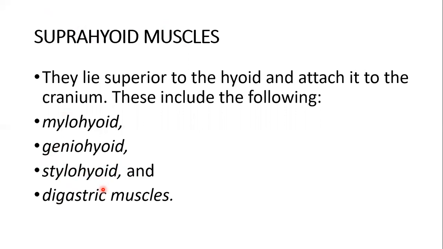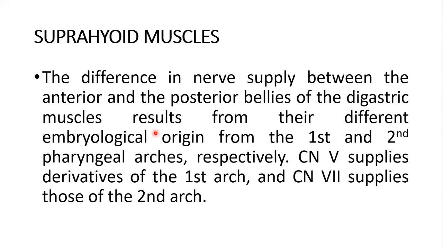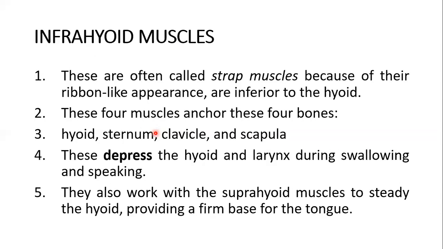Why different? Because the anterior belly comes from one pharyngeal arch, and the posterior belly comes from a different pharyngeal arch. The anterior belly is supplied by the nerve to mylohyoid, a branch of the inferior alveolar nerve, right? So the anterior belly gets its supply from the trigeminal nerve. You can see this, and I have written it over for you for convenience.